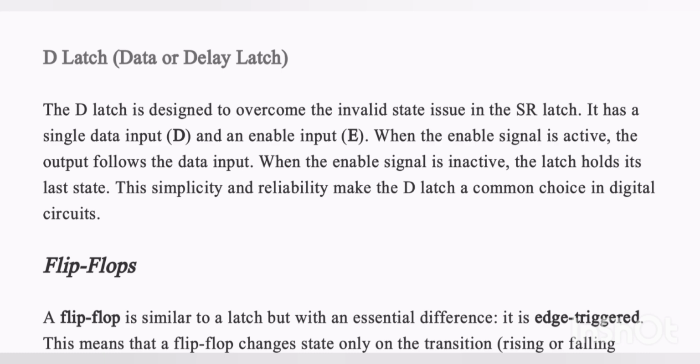D-latch, data or delay latch. The D-latch is designed to overcome the invalid state issue in the SR latch. It has a single data input and an enable input. When the enable signal is active, the output follows the data input. When the enable signal is inactive, the latch holds its last state. This simplicity and reliability make the D-latch a common choice in digital circuits.